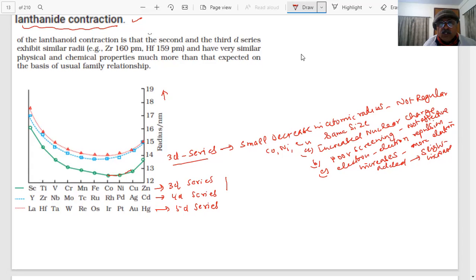And you go from 3D to 4D. What happens, 3D to 4D? Number one point: as you move from 3D to 4D series, there is an increase in size. Yes or no? This is the 4D series color. This is the 4D. This is your 3D. This is your 4D. The size has increased. See, the size increased, because why did the size increase? Because of the addition of a new shell.